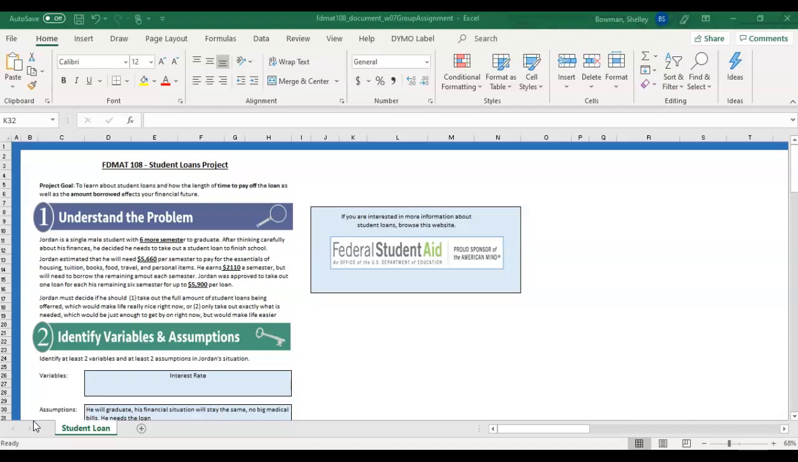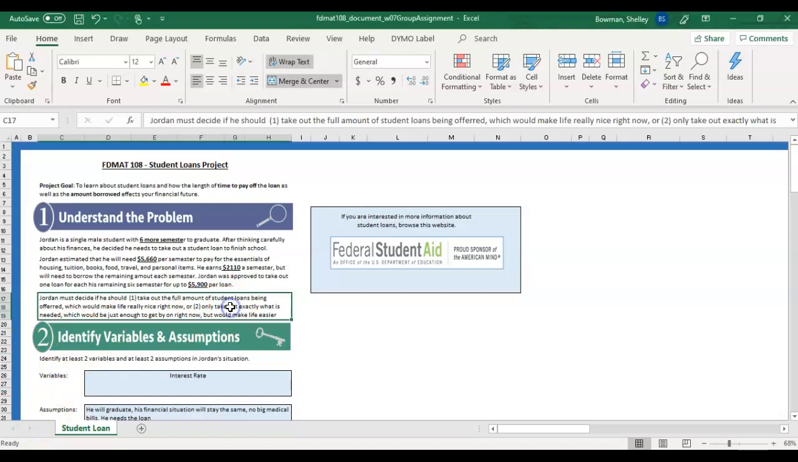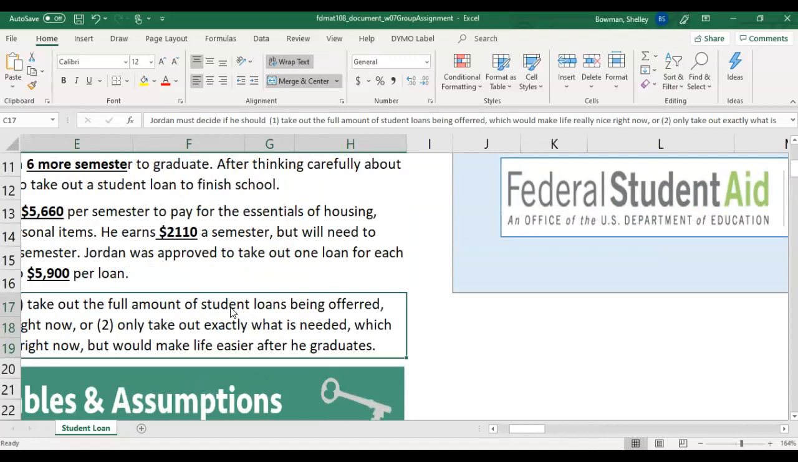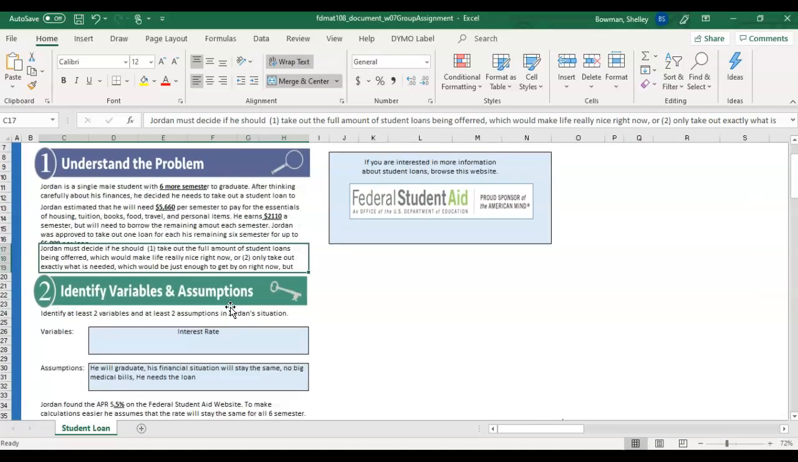Jordan was approved to take out one loan for each of his remaining 6 semesters for up to $5,900 per loan. Jordan must decide if he should take one, take out the full amount of student loans being offered, which would make life really nice right now, or two, only take out exactly what is needed, which would be just enough to get by on right now, but would make life easier after he graduates, because then he has less to pay off. Sorry, this is a little small, so we better zoom in.